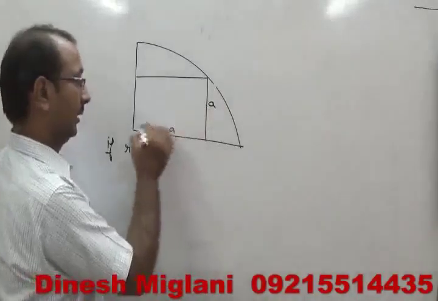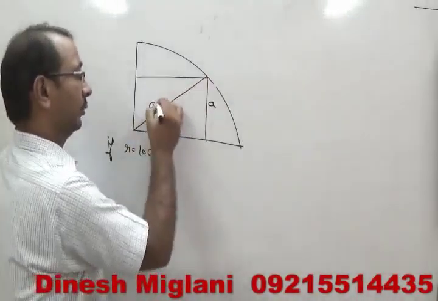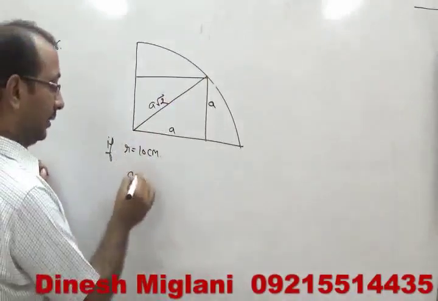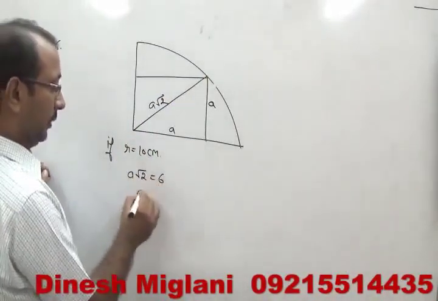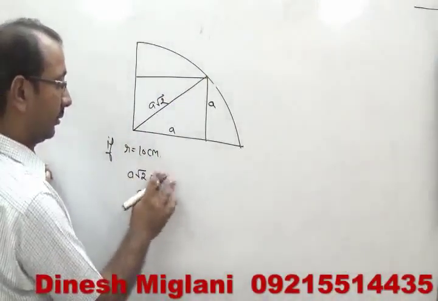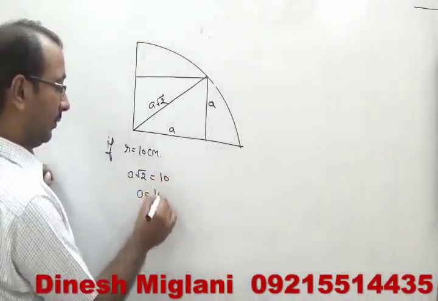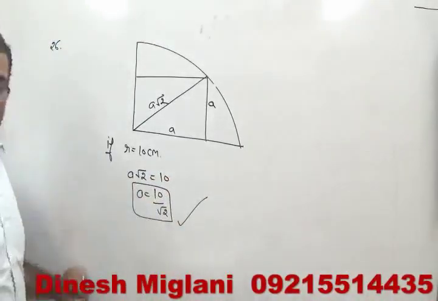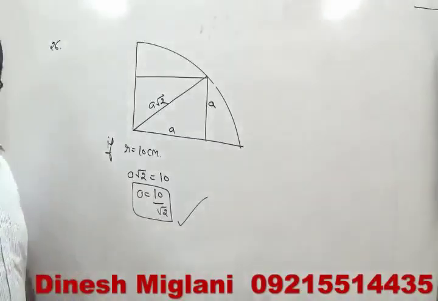This is A, this is A. You can say this is A root 2, right? That in return becomes the radius of the semicircle. You may say A root 2 is equal to 10. So here you can say A equal to 10 by root 2. So I may say the side of the square is 10 by root 2. That becomes my answer, right?